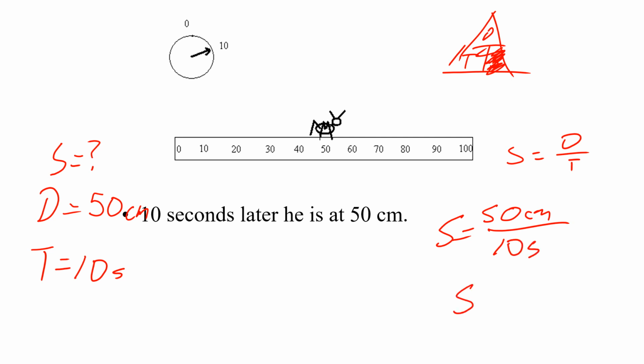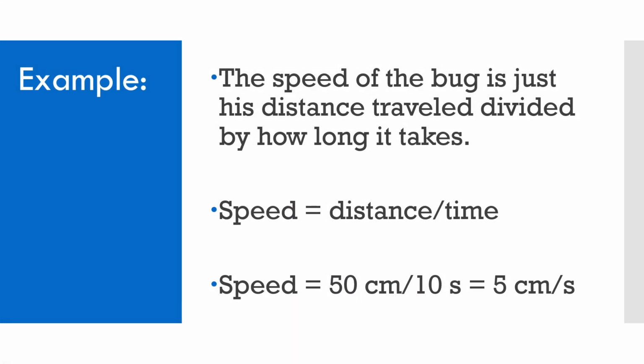And that would give me a speed of 5 centimeters per second. So the speed of the bug is just the distance traveled divided by how long it takes. So 50 centimeters divided by 10 seconds will give us 5 centimeters per second.